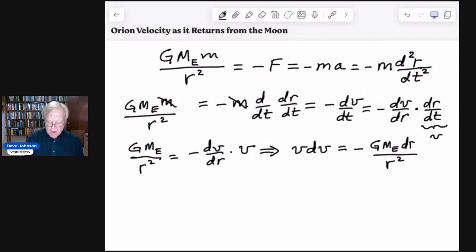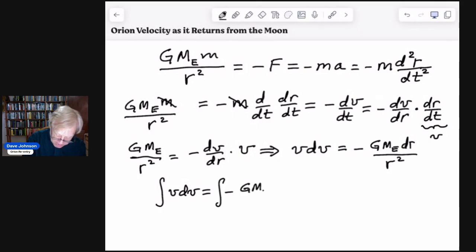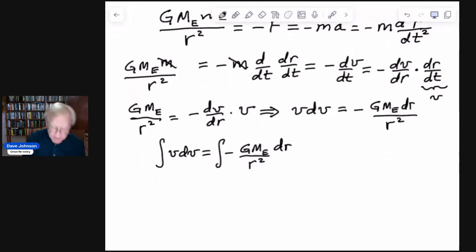And this is going to be the differential equation that we're going to solve. And we can do this, it's separable. I've separated the variables. I've got the v's on one side, the r's on the other side. And so let's go ahead and integrate both sides. So the integral of v dv is equal to the integral of negative GM sub e dr divided by r squared. I'm not using limits on the integral because I'm going to use an arbitrary constant and figure out what that arbitrary constant is. We don't have to do it that way, but that's one way to do it.